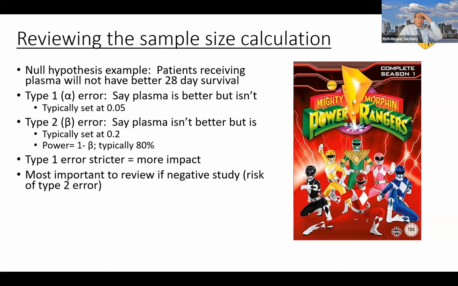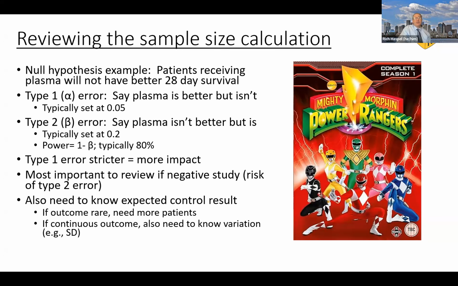And as you can imagine, because type 2 error is when you have a negative result, but it really should have found a difference, it's especially important to review the sample size calculation if there's a negative study. And you also need to know the expected control result. So if an outcome is rare, right? If something only happens in 1 in 1,000 patients, if you only have 80 patients in your study, you're clearly not going to be able to find the difference.